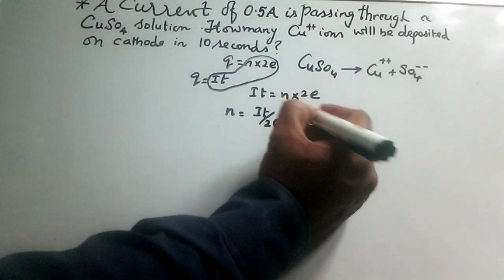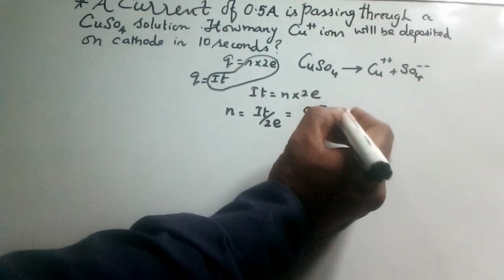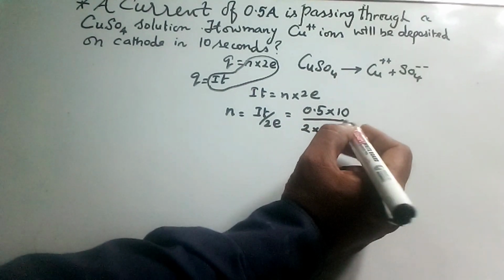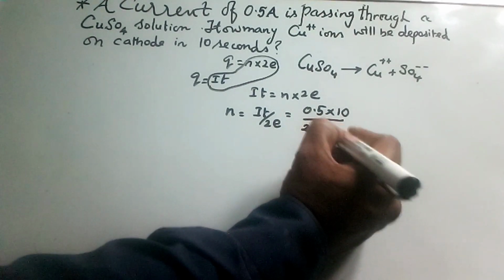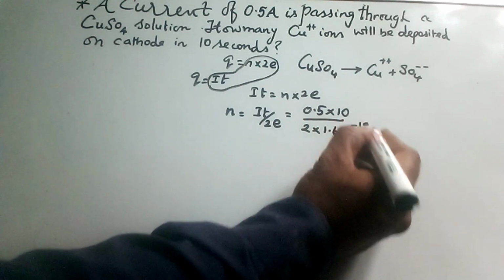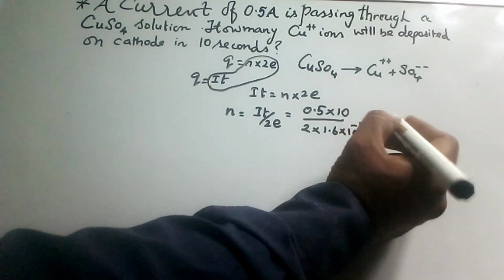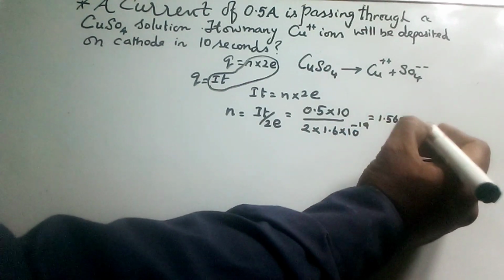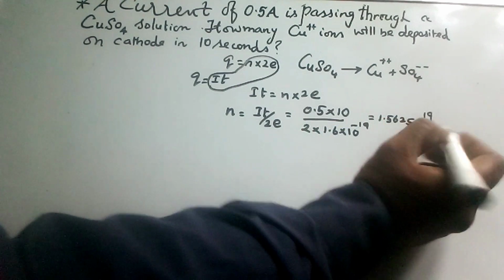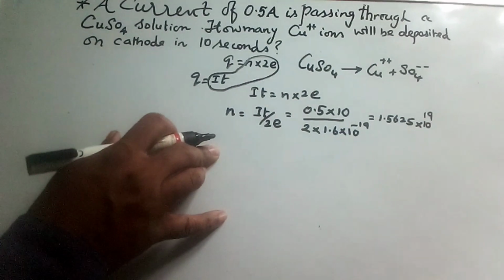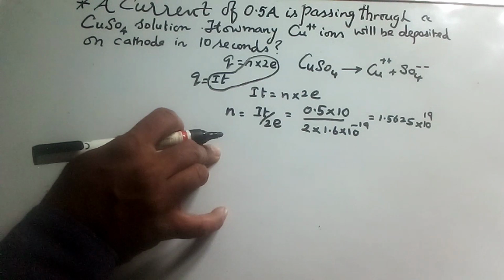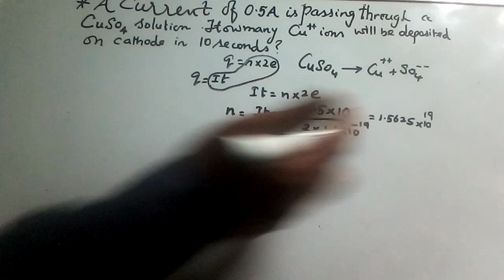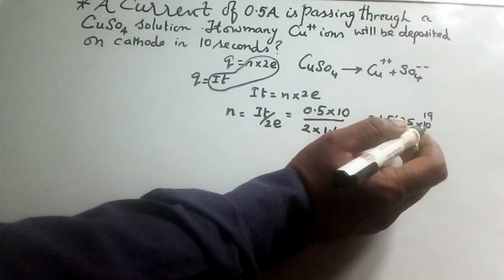Then I is 0.5 given and time 10 seconds given, and 2 into the charge of 1 positive, that is 1.6 into 10 power minus 19. So if you simplify this, you can get 1.5625 into 10 power 19 copper ions. So the number of copper ions deposited on the cathode in 10 seconds is 1.5625 into 10 power 19.